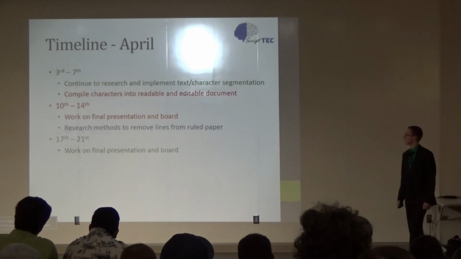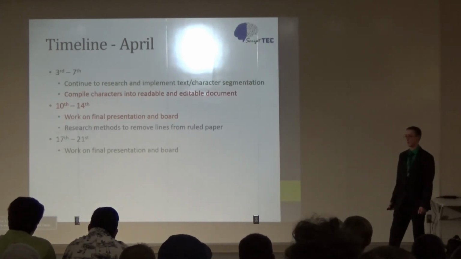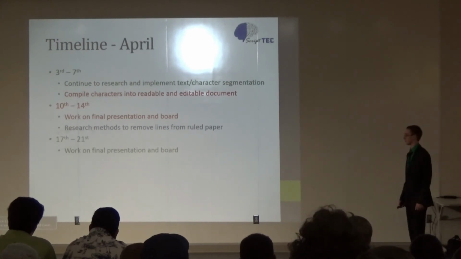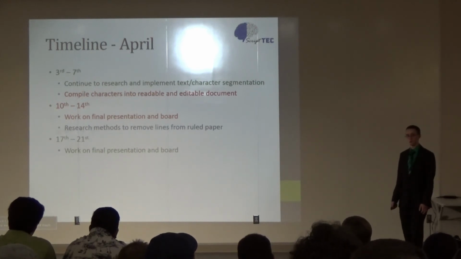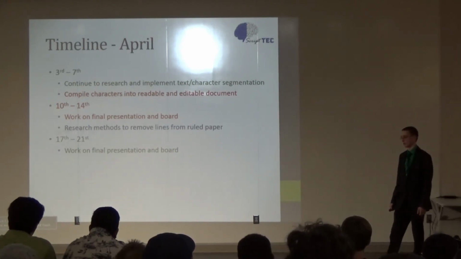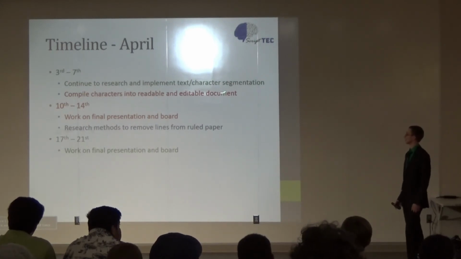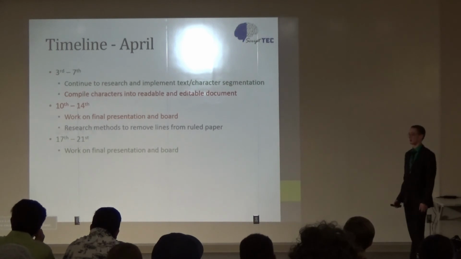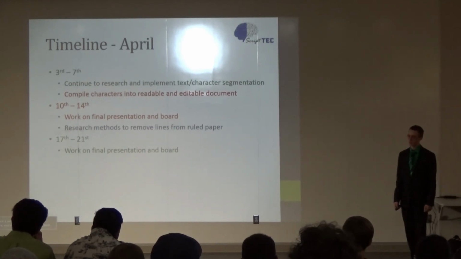Moving into April here, I was originally going to be finished with adaptive thresholding and text segmentation, but because there was so much research that I had to do for neural networks that I hadn't accounted for, and the problem with adaptive thresholding that I had to account for the image size and stuff, I was still working on text segmentation here, and I actually didn't end up finishing that section of my project. I was going to work on my final presentation and board in the middle of April, but I ended up saving that for the end of April because I ran into another problem.